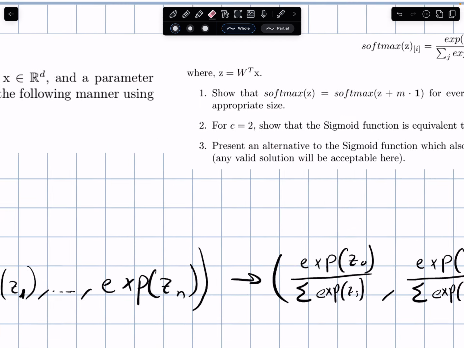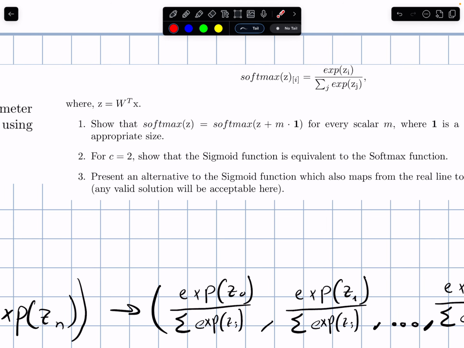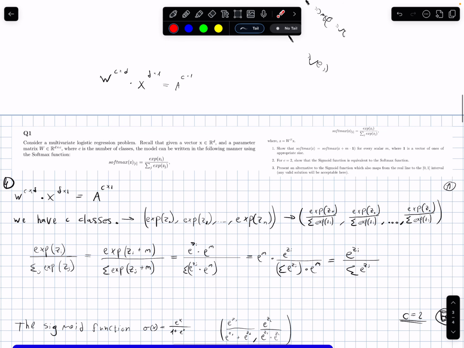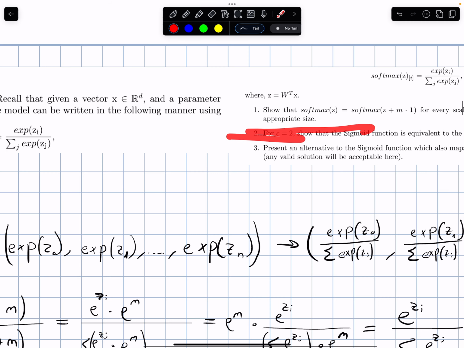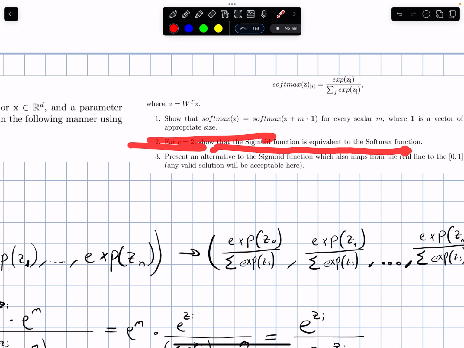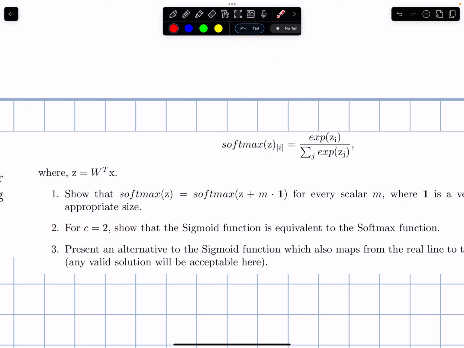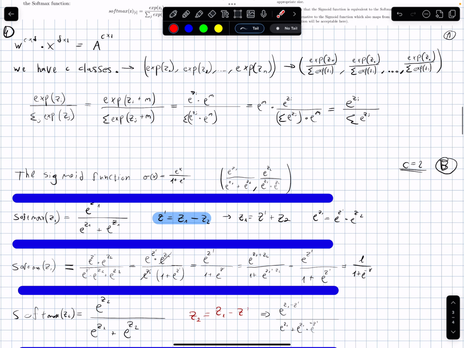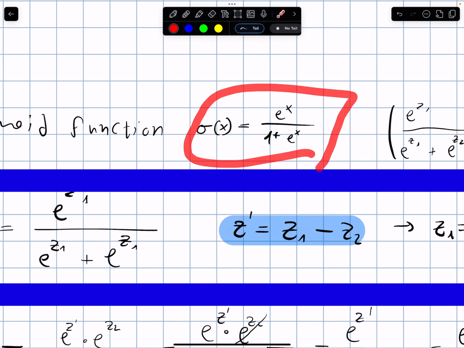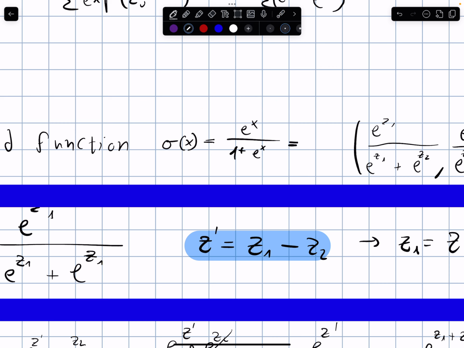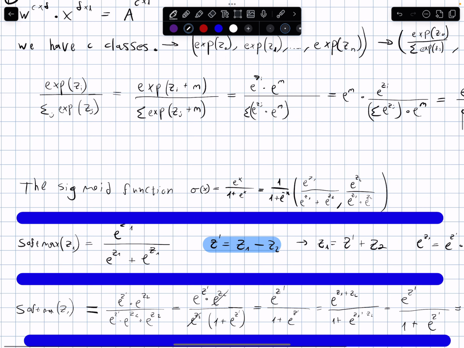Okay, so now for c equal to 2, I hope I didn't delete anything, show that the sigmoid function is equivalent to the softmax function. So we want to show that the sigmoid is equal to this one. Just to remember, this is the sigmoid function. Maybe you will also see 1 divided by 1 plus e to the power of minus x, like this, but they are essentially the same thing. I can show it maybe in a later video. Anyway, we want to show they are the same.